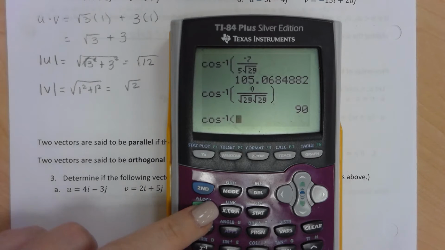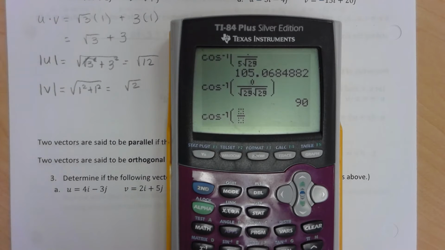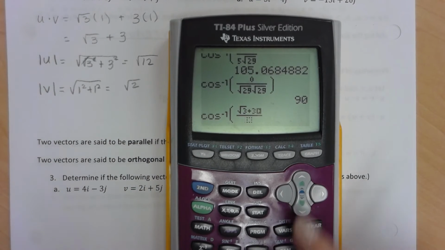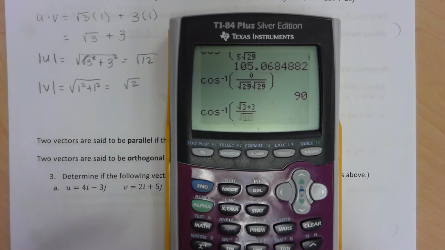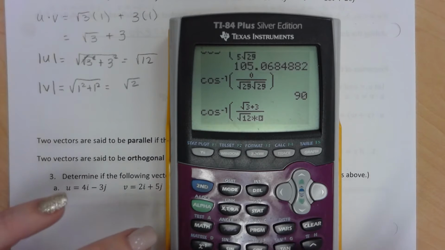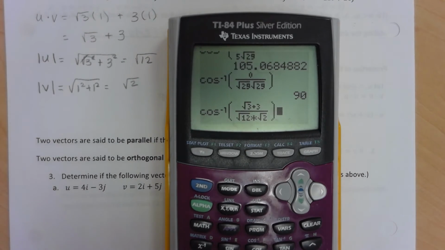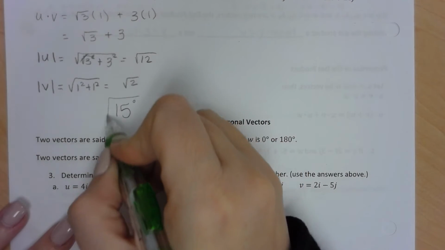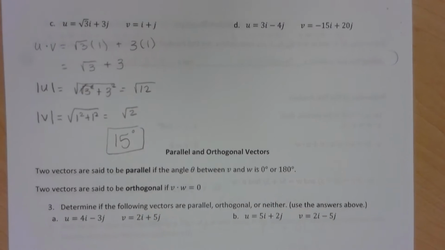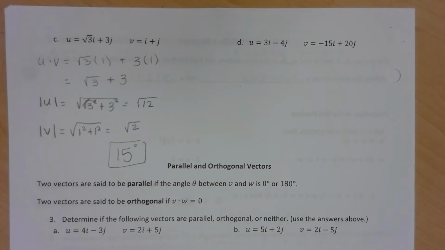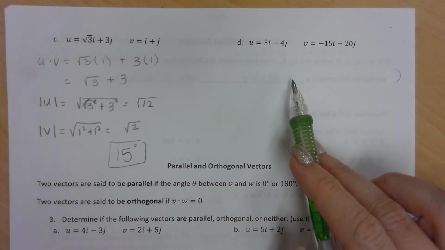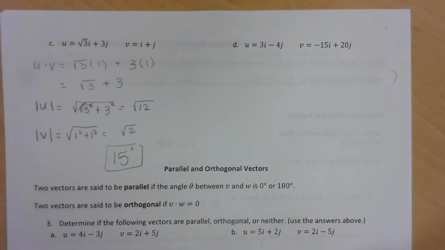So let's find what our answer is. So cosine inverse of root 3 plus 3 over root 12 times root 2. So that gives us 15. Okay, so I'm going to leave D for you guys to try on your own. Please make sure you do this problem. When I'm about to go to the next problem, I need you to know what this answer is. So please make sure you pause the video and do this right now because we're going to talk about its answer down here.